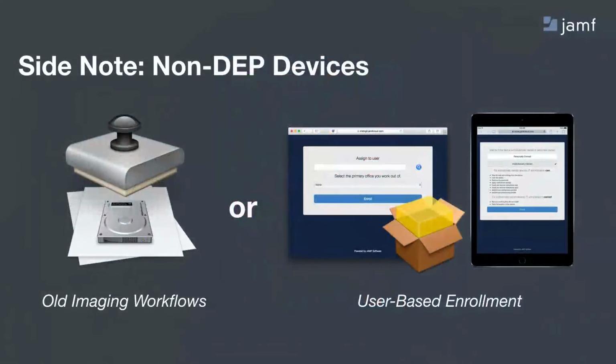Now, as a side note here, if your organization is not supported with DEP, or some countries don't support DEP also, or if you just have older devices that you got through other means, there are two other methods for enrolling devices to make sure that they can be managed. And that would be either going through some of the older imaging workflows, or enrolling it via a URL, which we see on the right here, where a user just navigates to a preset URL and they enroll their device.